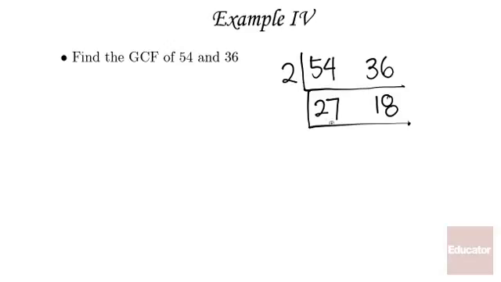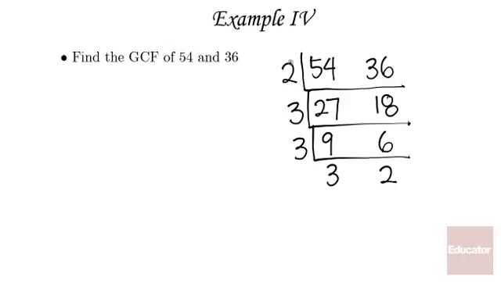So, from these two numbers, 27 and 18, I know that a 3 goes into both. So, 27 divided by 3 is 9. 18 divided by 3 is 6. Okay, 9 and 6. They do have a common factor, so I have to do this one more time. And their common factor is 3. 9 divided by 3 is 3. 6 divided by 3 is 2. From these two numbers, 3 and 2, their common factor is 1.